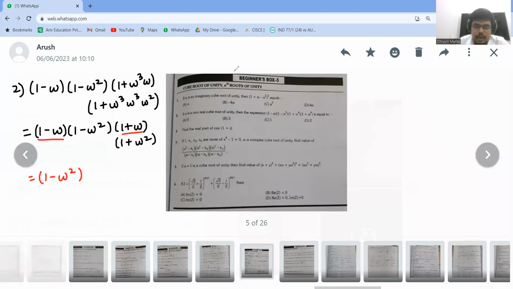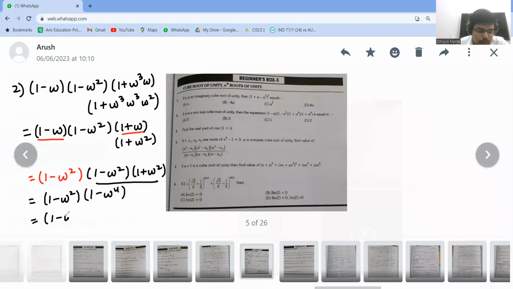The rest we will copy. So we have 1 minus omega square and we have 1 plus omega square, and this also in fact can be written as a formula. So we have 1 minus omega square, and the last two brackets will become 1 minus omega raised to 4. So this is 1 minus omega square. This will be 1 minus omega cube into omega. So you should get 1 minus omega square into 1 minus omega.